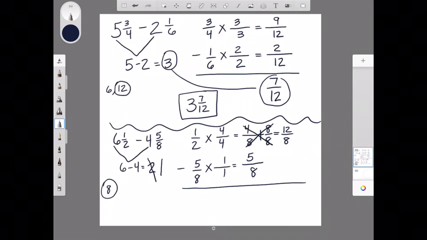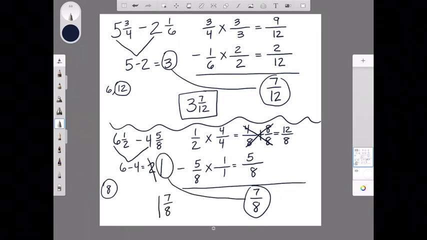Now we're finished with this. We don't need to worry about that. I would cross it off so you don't accidentally use it. Now we've got 12/8 minus 5/8 is 7/8. And we're going to join that with our 1. And the final answer is 1 7/8. And that's how you subtract fractions, mixed numbers.